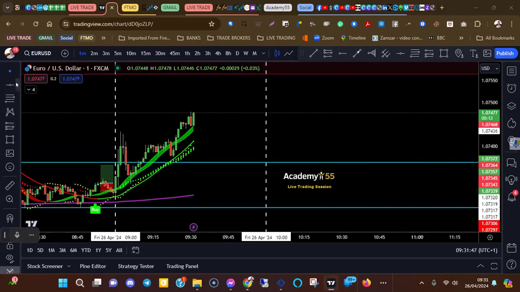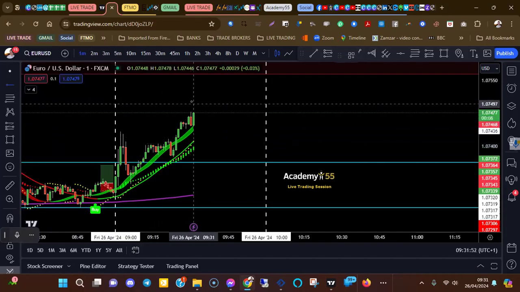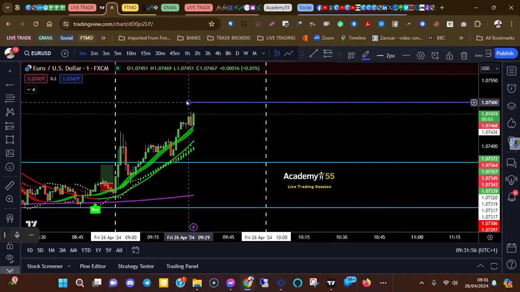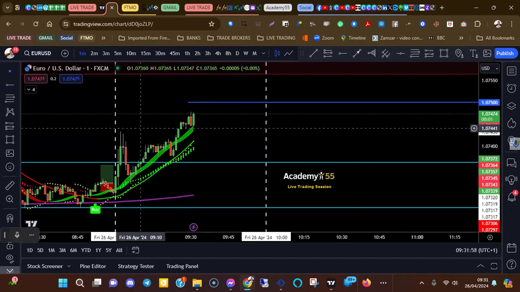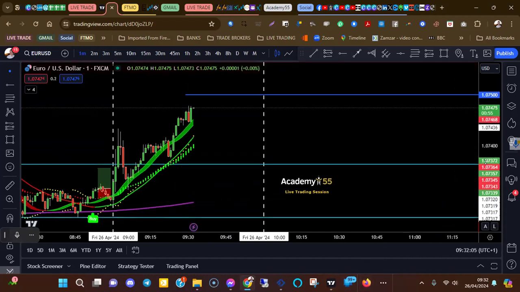So indeed, I'll put a horizontal ray on the 1500 line, just to see what happens on this line if price gets to it. Be interesting to see its effect, if any.